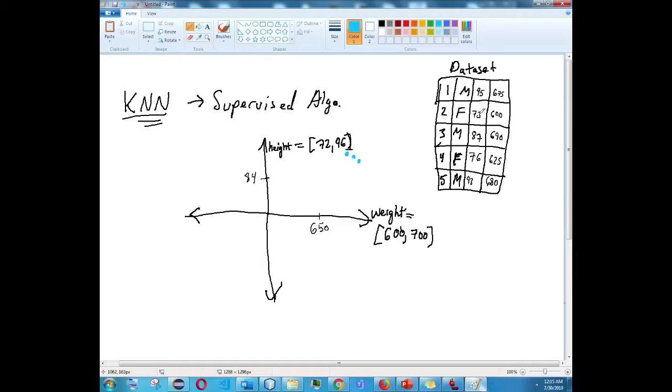Okay. Then we look at the females. We have 73 and 600. So 73 is right on the bottom. And then 600 is right here. So we'll actually make that a red color. And then you have the last female, 76 and 625. So that's 625, 76 might be around here.